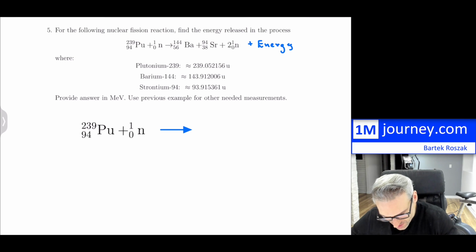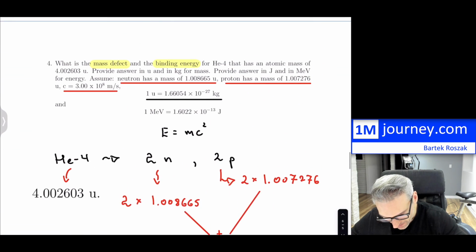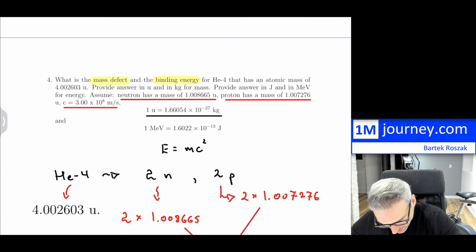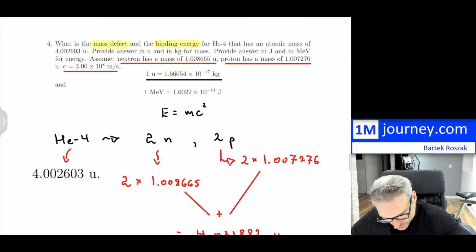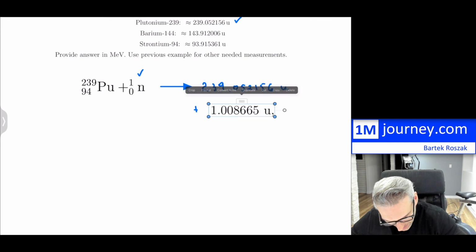Now, in all of this, they give us these. So this is going to be 239.052156. This is atomic mass units. Plus, now there's 1 neutron in here. Now, a neutron, I'm actually going to borrow from the previous example. So I'm going to steal this away. So here's the copy of the neutron that I have. I don't really need the proton in there. So I'm going to paste this in. Okay, so that's a nice cheat right there.